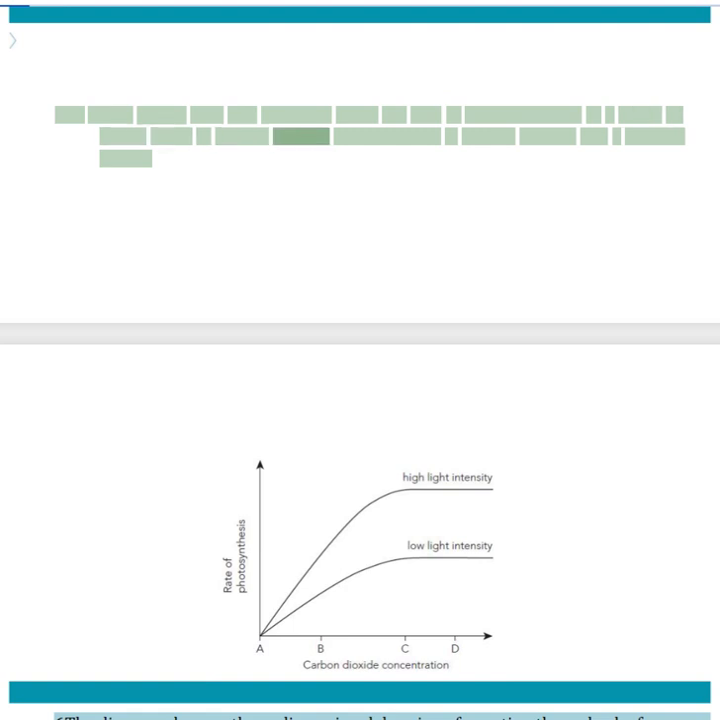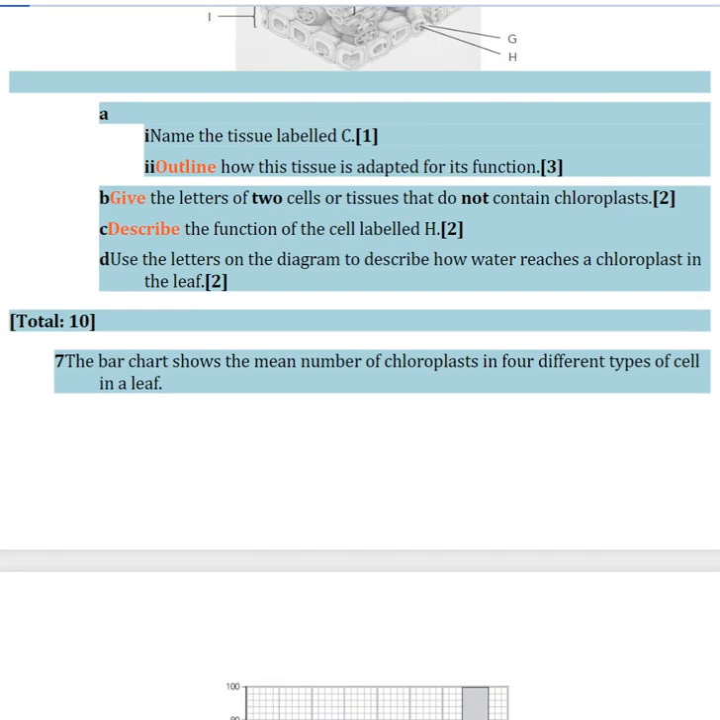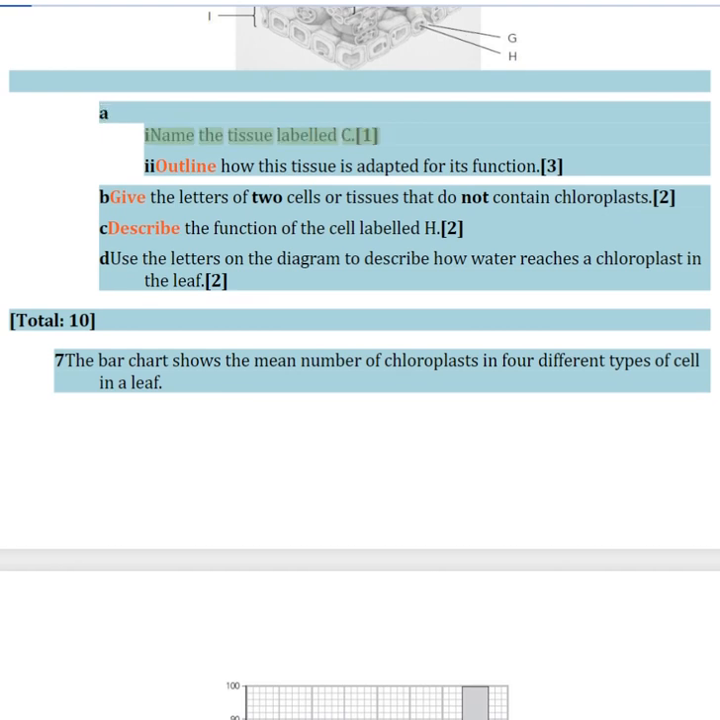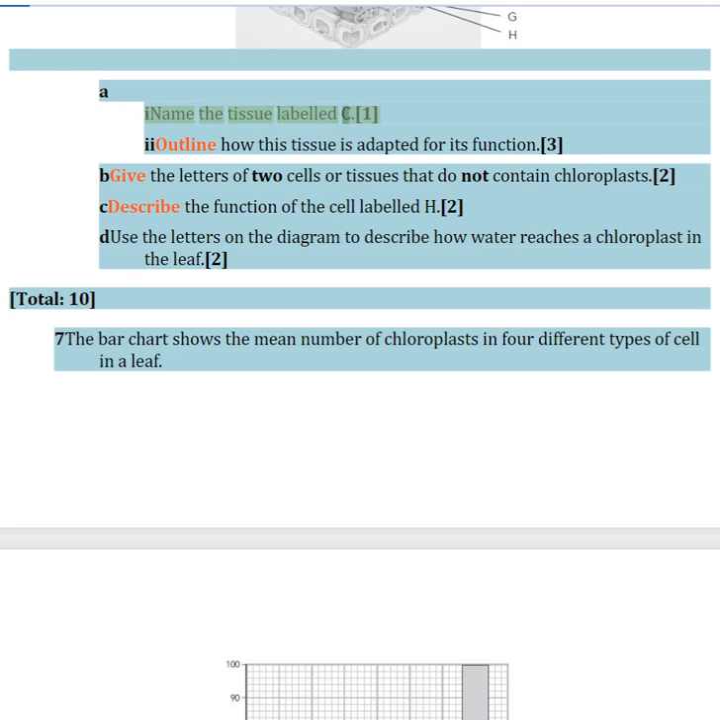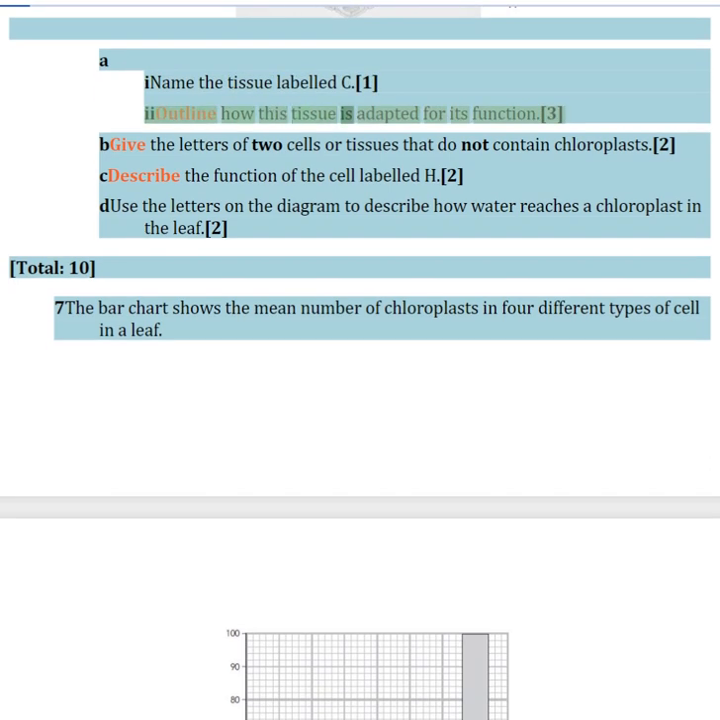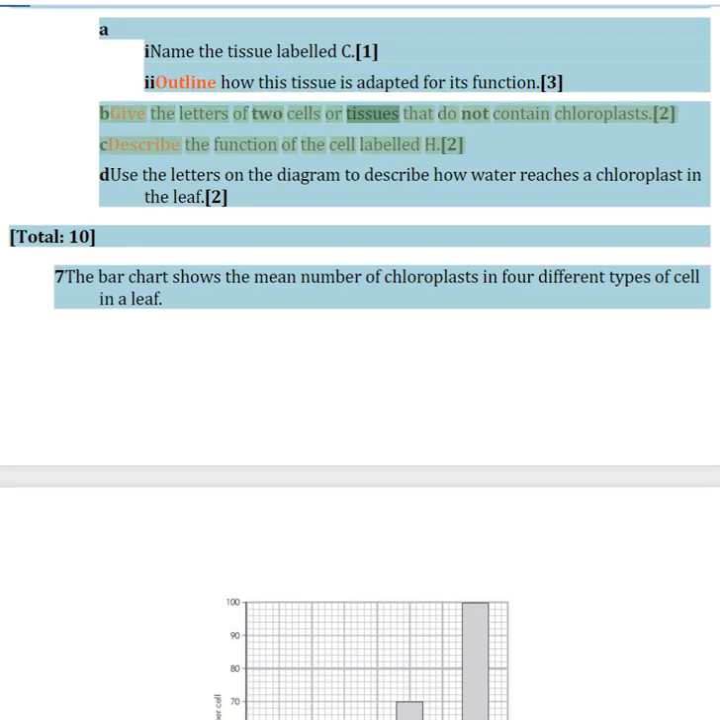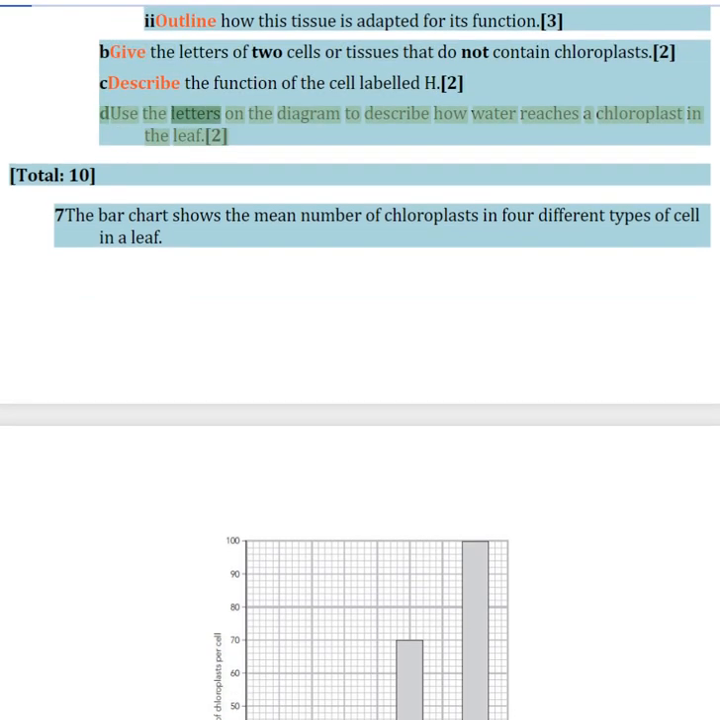At which value of carbon dioxide concentration is carbon dioxide not a limiting factor? 6. The diagram shows a three-dimensional drawing of a section through a leaf. A. 1. Name the tissue labeled C. 2. Outline how this tissue is adapted for its function. B. Give the letters of two cells or tissues that do not contain chloroplasts. C. Describe the function of the cell labeled H. D. Use the letters on the diagram to describe how water reaches a chloroplast in the leaf.